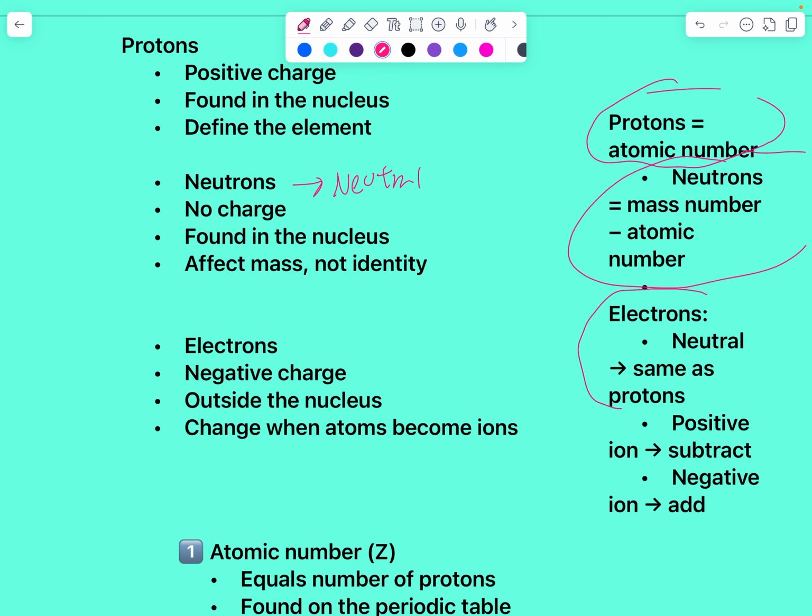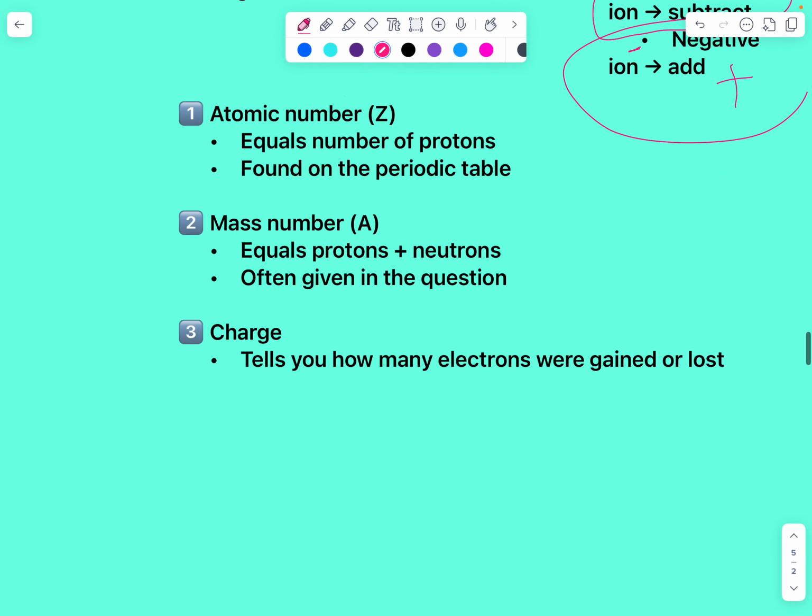Electrons can be neutral, which is the same as protons, but if the atom is positively charged, you're not going to add, you're going to subtract, believe it or not. And if it's negatively charged, believe it or not, you're going to add. Opposite of what your brain would be telling you. Again, atomic number tells me protons. Mass number helps me find neutrons. Charge tells me electrons. Let's get started on a practice problem, you guys.